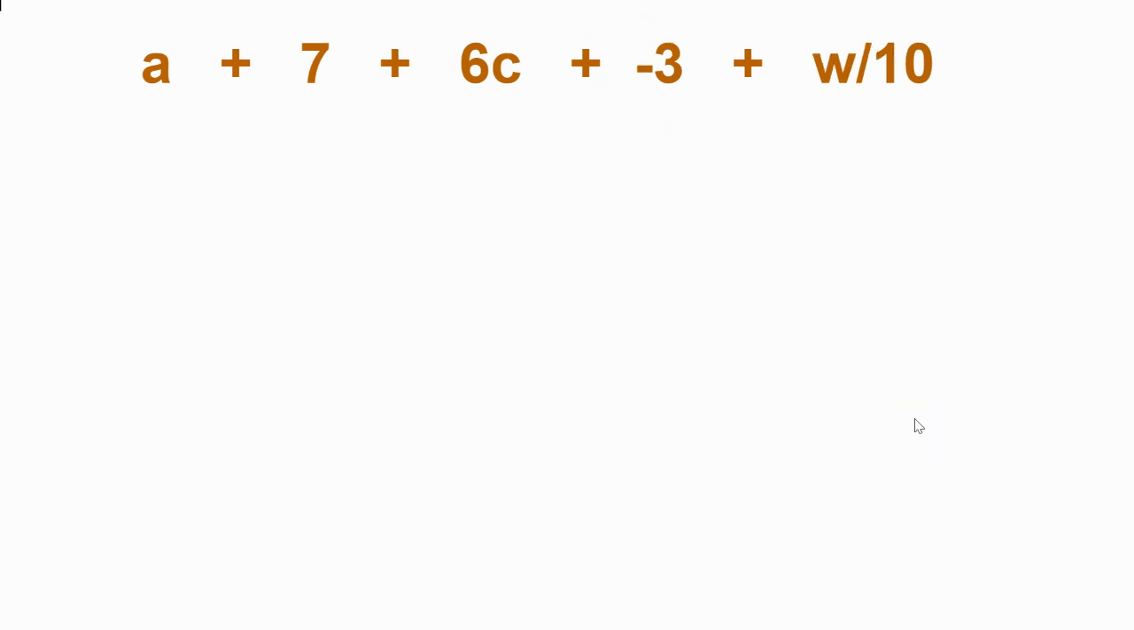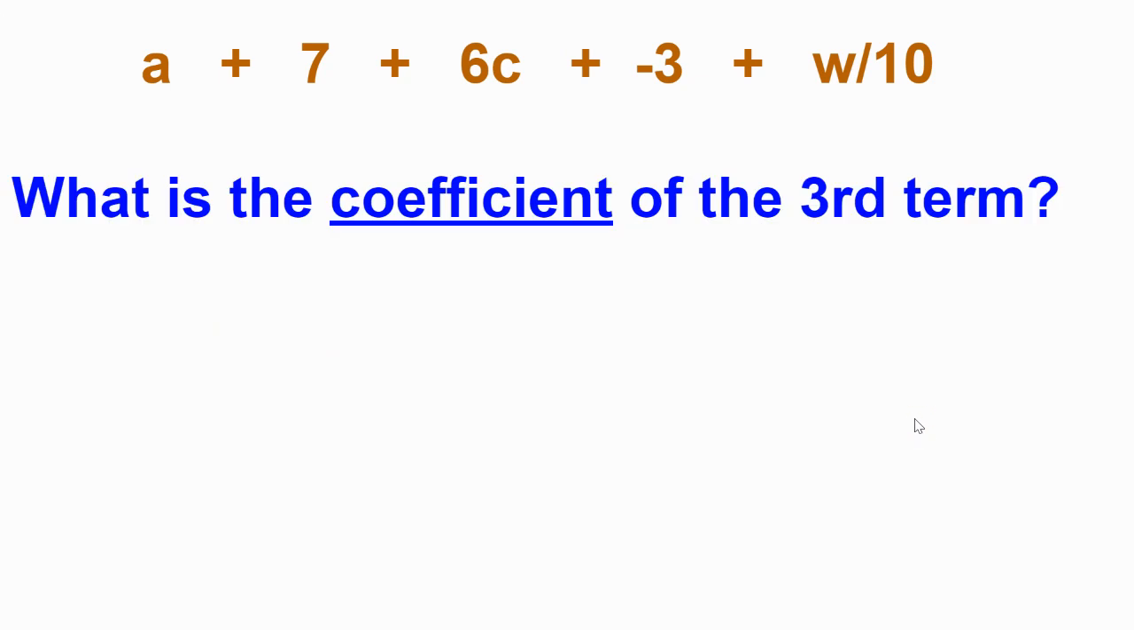All right, let's take a look. What is the coefficient of the third term? Well, the third term is what? First, there it is. The third term is right there. And remember, the coefficient is the number in front. So in this case, the coefficient of the third term is 6.